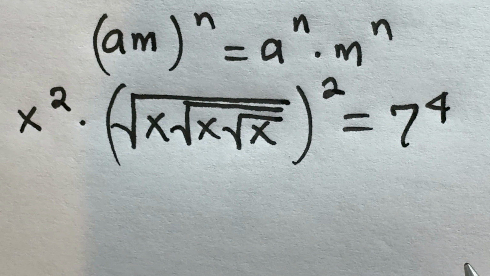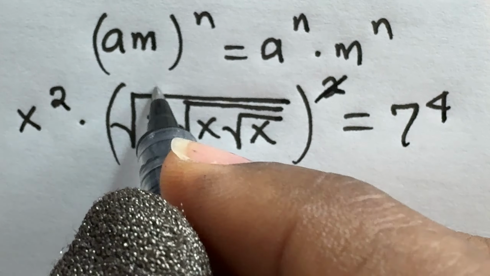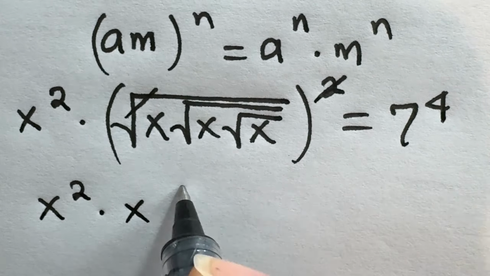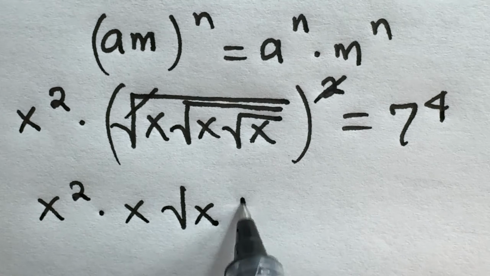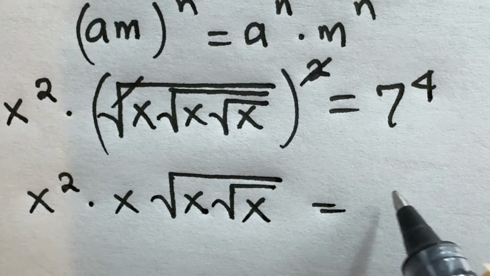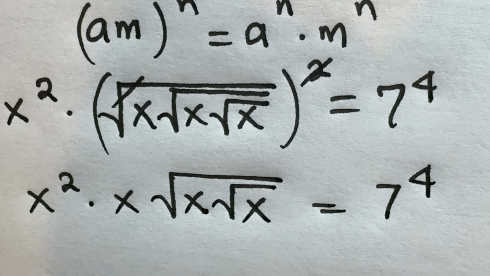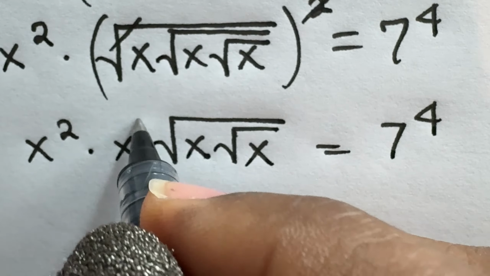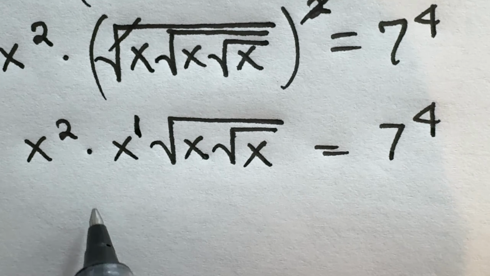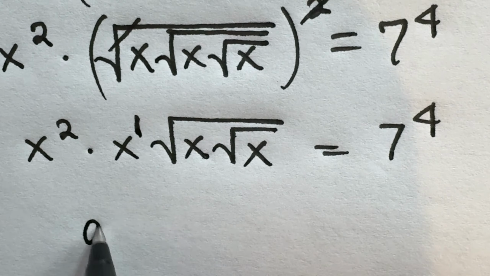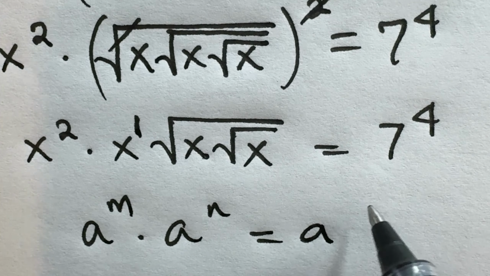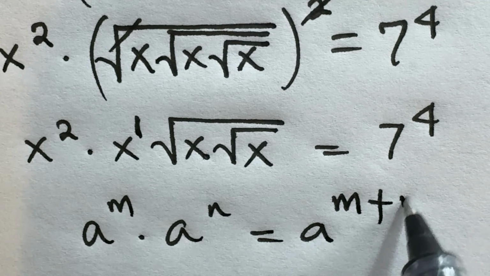Then this cancels this, so we have x raised to power 2 times x root x root x is equal to 7 raised to power 4. Let's tidy this up. This is x raised to power 1. So we are going to apply this law of indices. A raised to power m times a raised to power n will give us a raised to power m plus n.